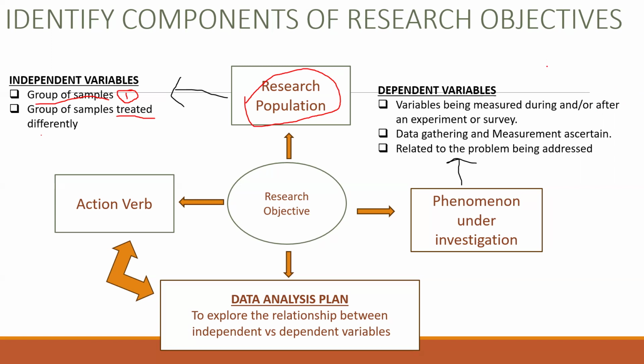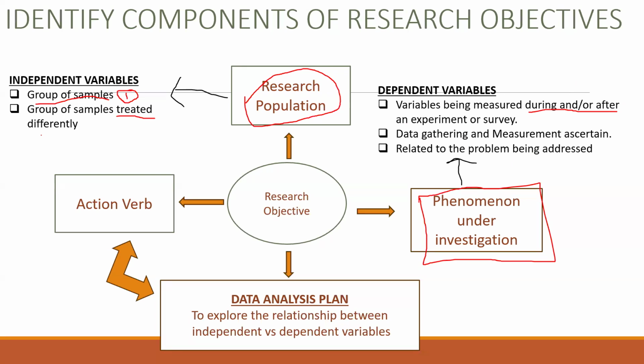Then on the side of the dependent variable, this one is straightforward. Dependent variables are the phenomenon under investigation, right? Phenomenon under investigation means that you are going to measure the variables and collect data during and or after the experiment or the survey. So if you are doing an experiment, you subject your sample to treatment, and then you measure something, maybe viscosity, or tenderness, or texture, or whatever. That phenomenon that you collect data on during or after the experiment will be your dependent variable. And most often it is the phenomenon under investigation.